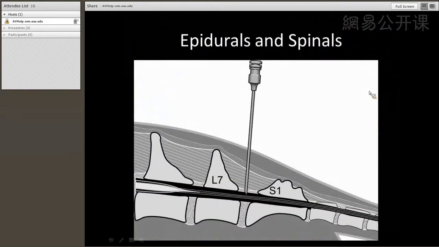So finally we get to epidurals and spinals. And you guys will all have the opportunity to do epidurals when you're in the clinic. Usually we do lumbosacral epidurals in small animal. And so this needle is actually placed at the lumbosacral junction in a dog. And what you'll notice is that the lumbosacral space is right here, but the cord is actually up here. So you shouldn't really get a spinal if you're placing your needle appropriately at the lumbosacral junction.